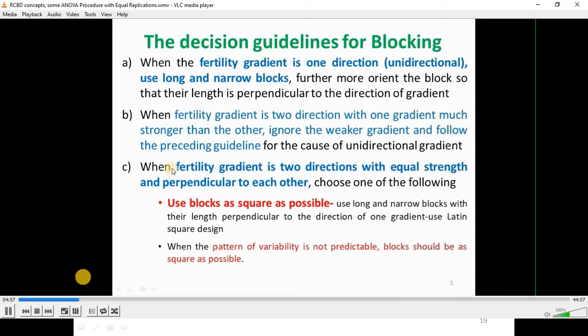The third case is when the gradient is in two directions with equal strengths and perpendicular to each other. It's better to choose one of the following. The first one is using blocks as square as possible. The other is to use long and narrow blocks with their length perpendicular to the direction of one gradient, and use a Latin square design. And when the pattern of variability is not predictable, a block should be as square as possible also.